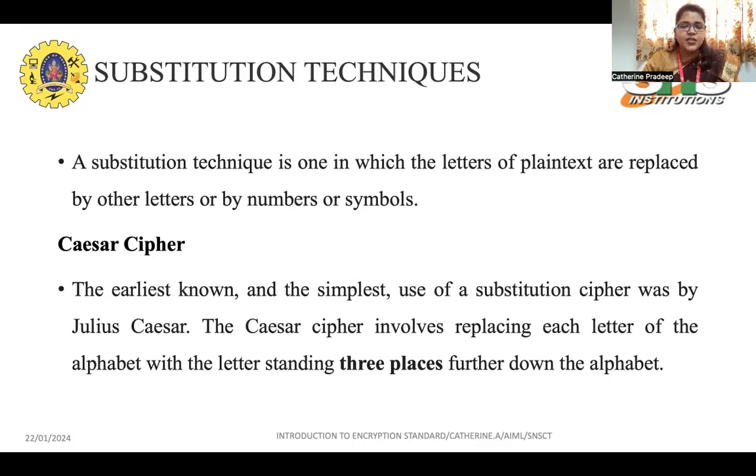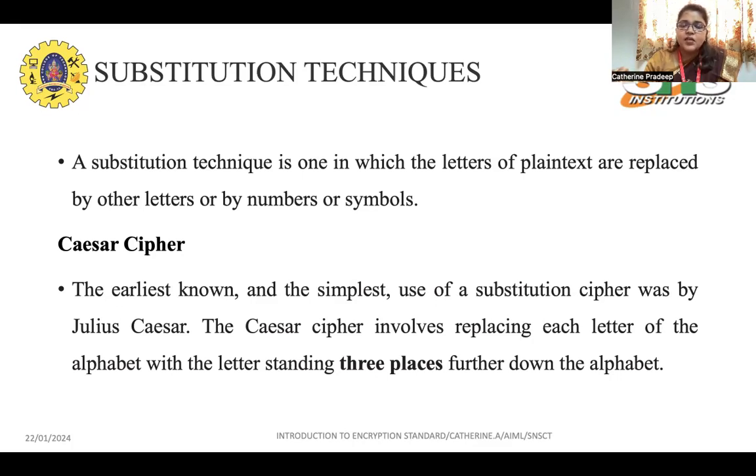A substitution technique is one in which the letters of the plain text are replaced by other letters or numbers or symbols. As I told you earlier, here we are going to substitute one letter with another letter, or another number or symbol. So simply, instead of H in "Hello, shall we meet tomorrow?", you can substitute H with a number, or with another alphabet, like Z. That key should be known between the sender and the receiver. Under these substitution techniques, we have various types, and today we shall see about the Caesar cipher.